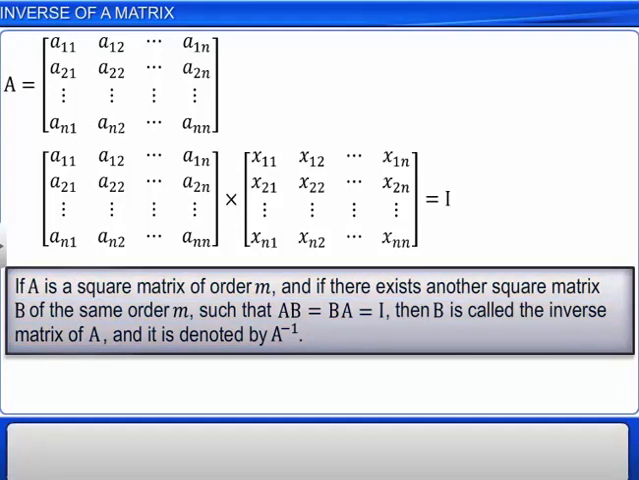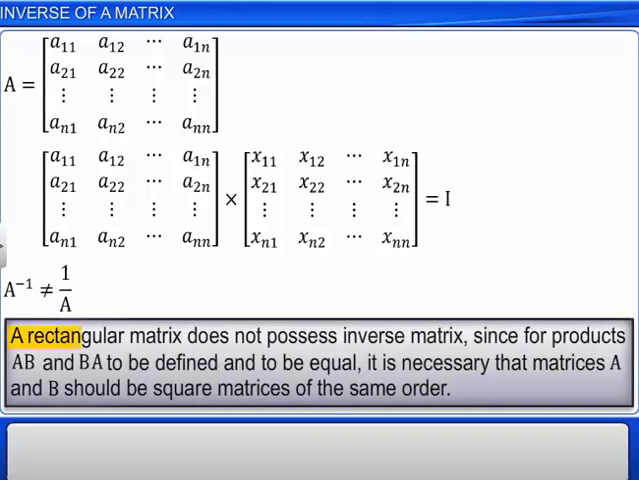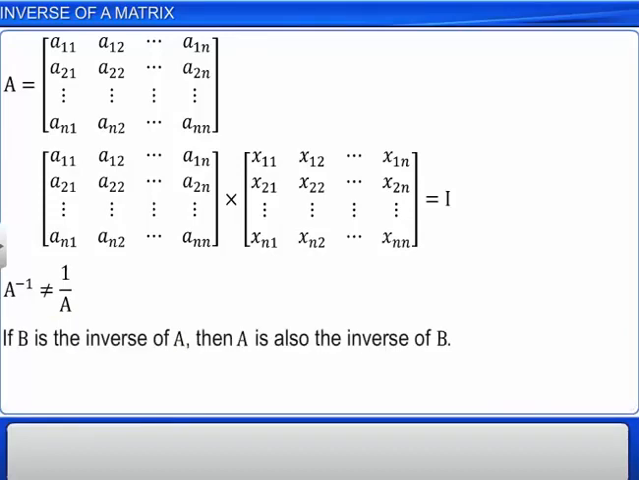We have to be careful with notation used for the inverse of a matrix. The inverse of a matrix A does not mean that it is 1 divided by matrix A. It should be noted that a rectangular matrix does not have an inverse matrix, since for products AB and BA to be defined and to be equal, it is necessary that matrices A and B should be square matrices of the same order. It should also be noted that if matrix B is the inverse of matrix A, then matrix A is also the inverse of matrix B.